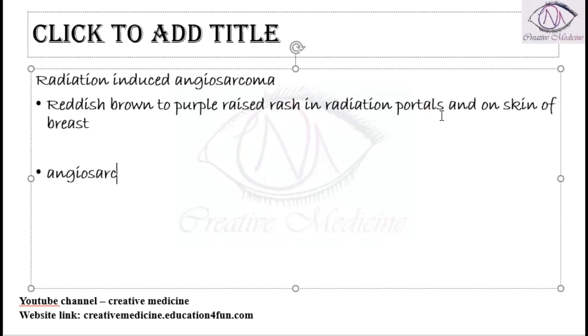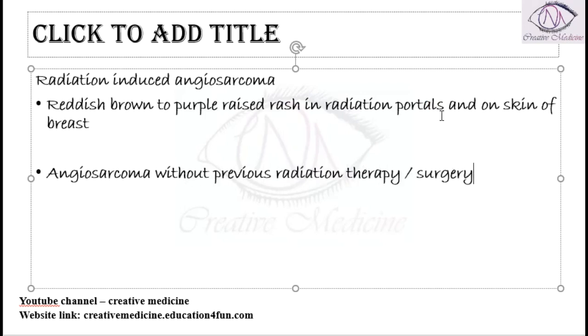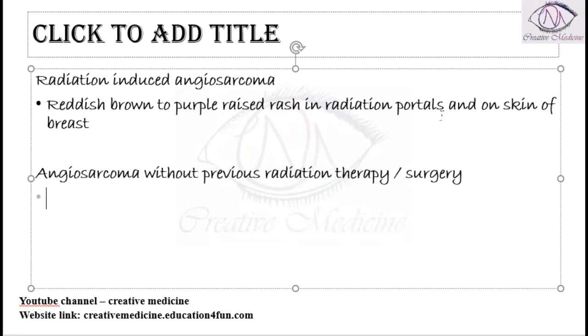Then we have angiosarcoma without previous radiation history or surgery. Without previous radiation therapy or surgery, this angiosarcoma may form as a mass in the parenchyma of the breast.